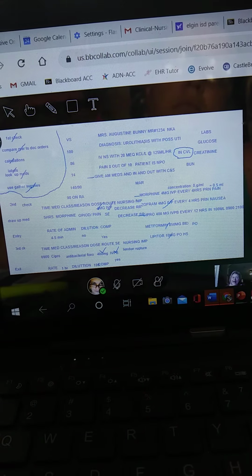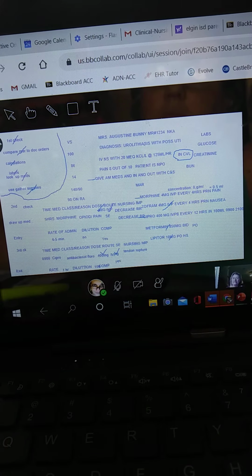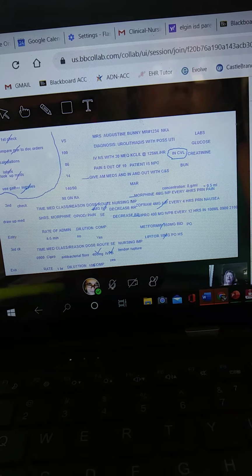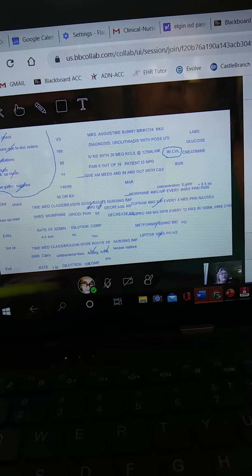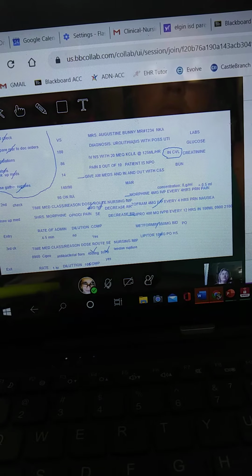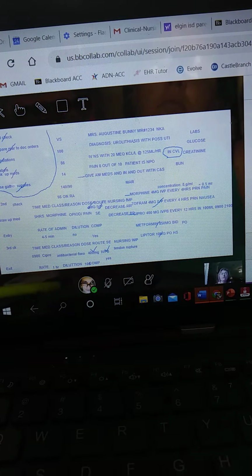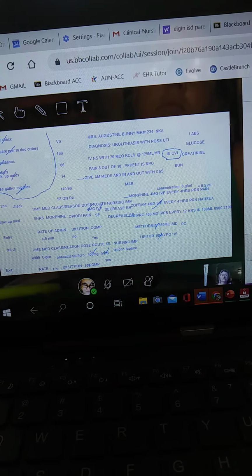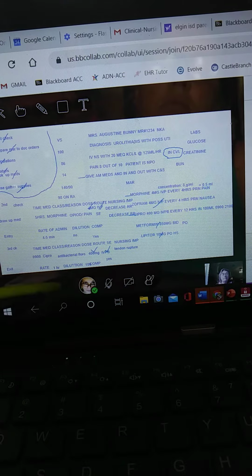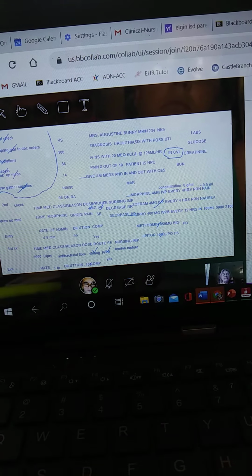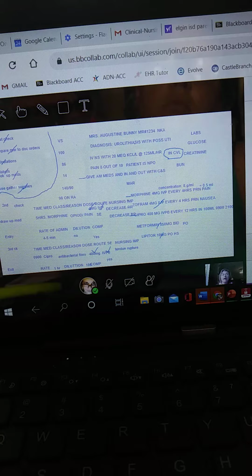So you want to ask. That's important that you ask for that. You don't just say, I do my second check. You say, can you put the MAR up so I can do my second check? So then you tell her, I have Ms. Augustine Bunny. Ms. Augustine Bunny was admitted with a diagnosis of urolithiasis with possible UTI. She has an IV infusing normal saline with 20 KCl per liter at 125 per hour. She has pain of 8 out of 10. She's NPO. And I'm going to give the meds and do an in and out cath on her.